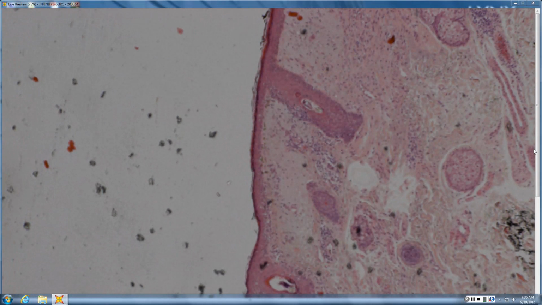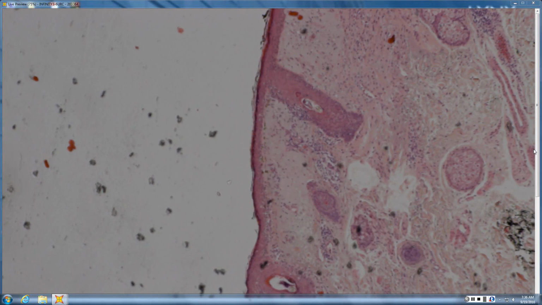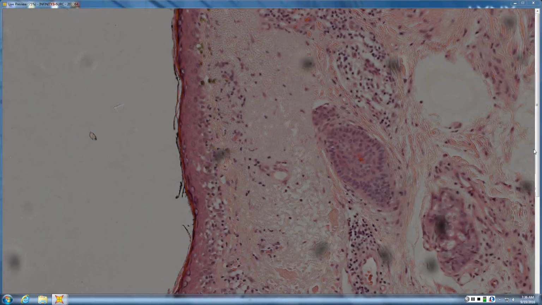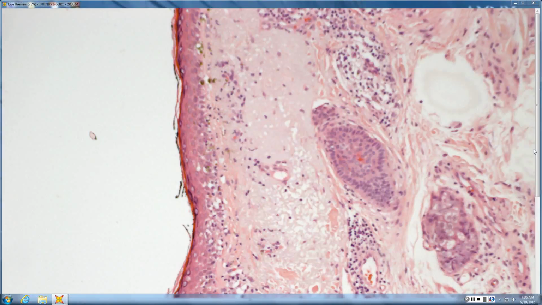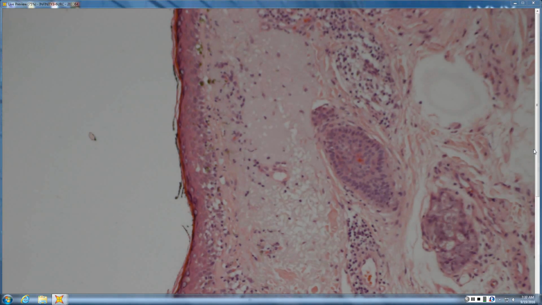So it looks like we have a kind of vacuolar interface. Is your reedy pattern intact? It is not. So your reedy would be effaced, lichenoid. Yes, suggesting it's more lichenoid, right?